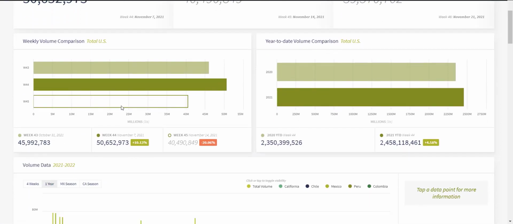Below, you can graphically see each week's volume in chart form, and to the right, you can see a year-to-date comparison for the current year versus the previous year. This provides a visual perspective on how the current crop is performing versus last year's crop.